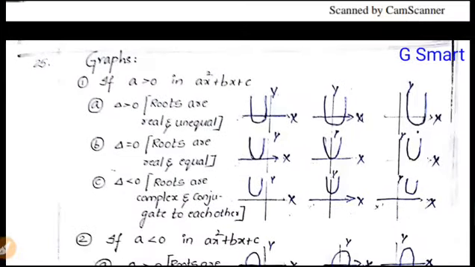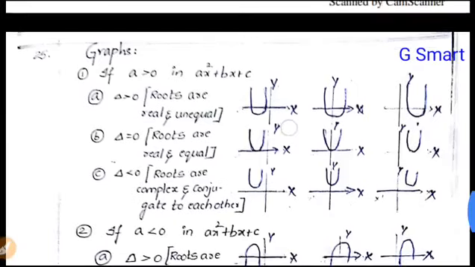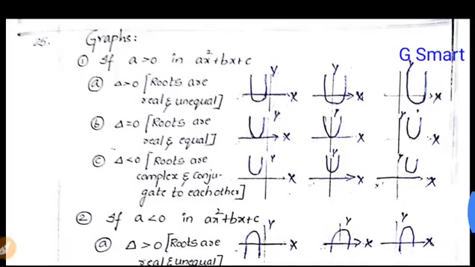Now graphs for quadratic equations. If a is greater than 0, meaning the x square coefficient is positive in x square plus bx plus c, and delta is greater than 0, we know very well that the roots are real and unequal. So in the first figure, you see minus 2, minus 3; in the second figure, minus 3, plus 3; in the third figure, 3 comma 2. Both are real numbers and unequal.